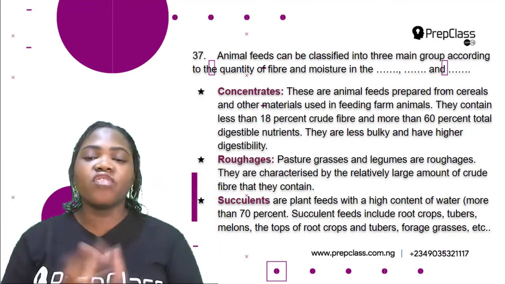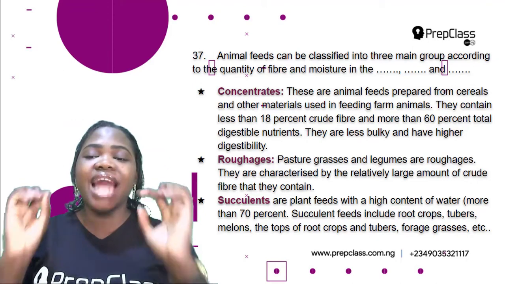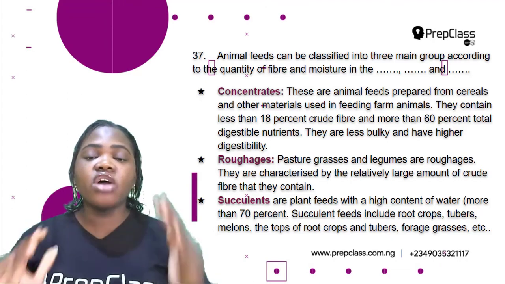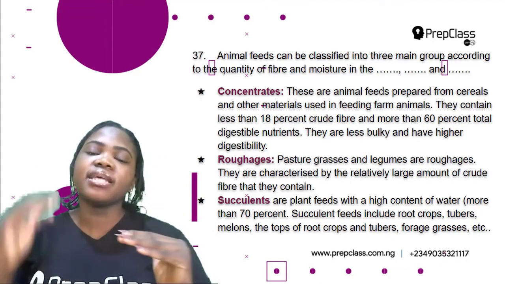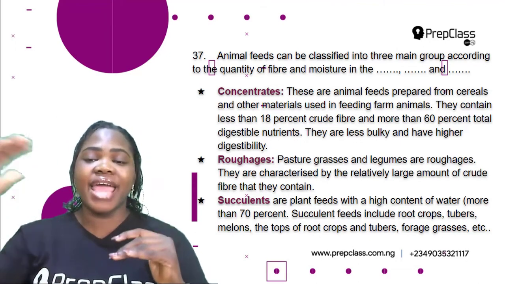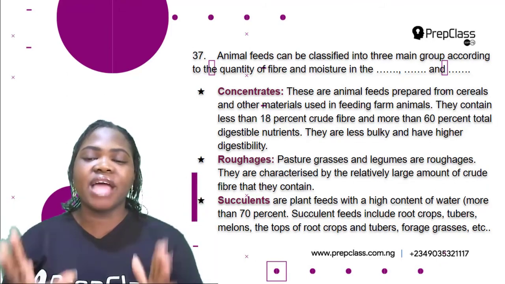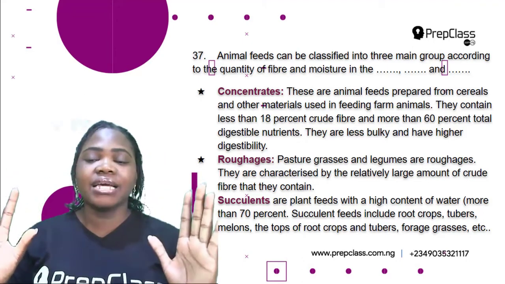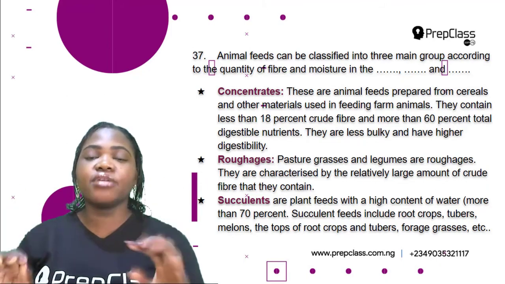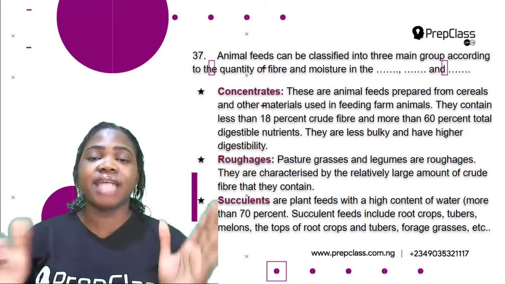Roughages. Examples of roughages are pasture grasses and legumes. They are characterized by the relatively large amount of crude fiber that they contain. So you can see that concentrates and roughages contain fiber, although concentrates contain less crude fiber content than roughages. Roughages have a higher amount of crude fiber. What are succulents? Succulents are plant feeds with a high content of water, about 70% or more. So, succulent feeds include root crops, tubers, melons, the tops of root crops and tubers, forage grasses, and other plants.